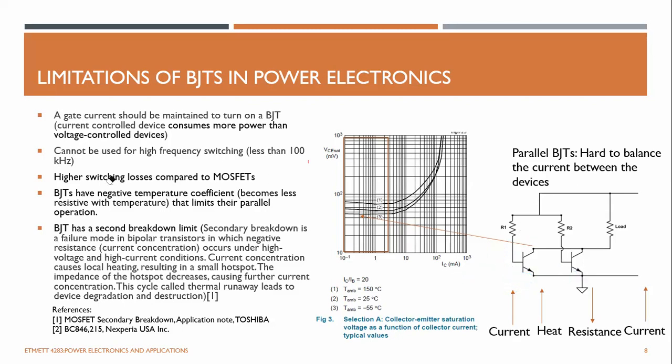Right? And the second limitation is they cannot be used for high frequency switching. So the typical switching frequency is 100 kilohertz, ideal for motor controllers, but not ideal for power supplies that come in small packages. And they have higher switching losses compared to the MOSFET. Switching loss I will explain in a minute.